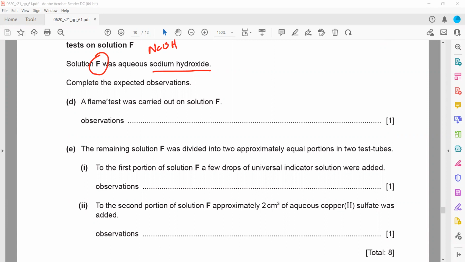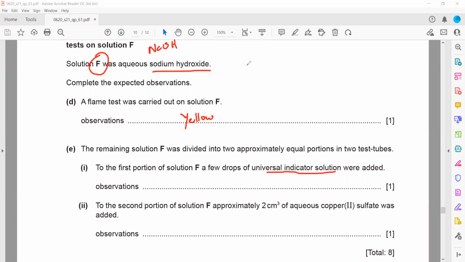Then the remaining solution of F was divided into 2 equal portions. To the first portion, a few drops of universal indicator is added. So when we have an alkali, sodium hydroxide, and we are adding a universal indicator, what will be the color of the indicator? You can mention violet, purple, or you can also mention blue.